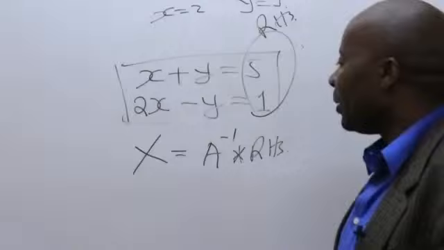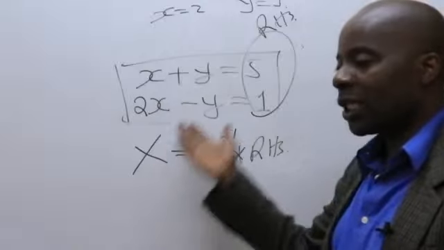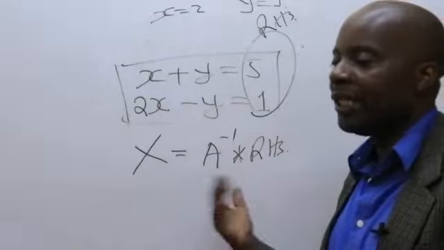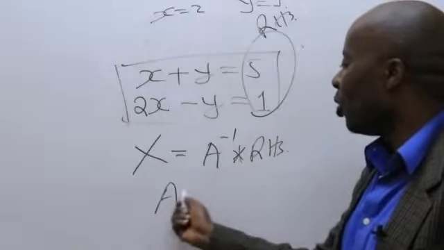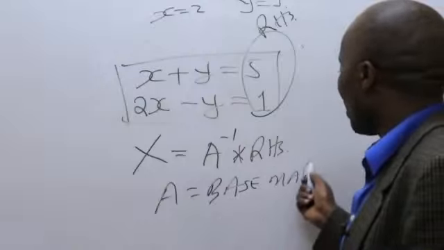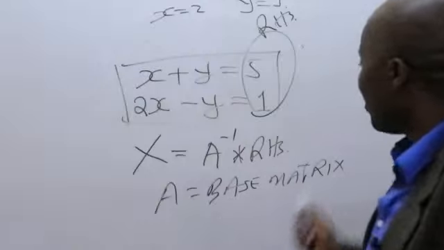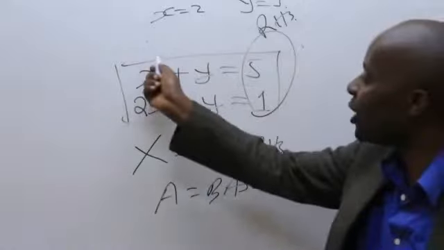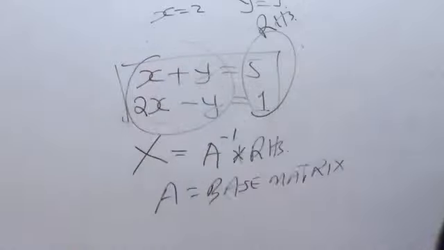Now, ladies and gentlemen, X is the unknown. X represents the unknowns. And in this particular case, what does A stand for? A stands for what we call the base matrix. The base matrix is this matrix that you shall get out of there.